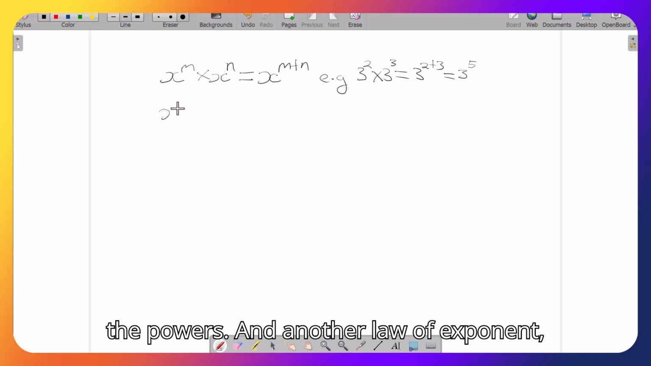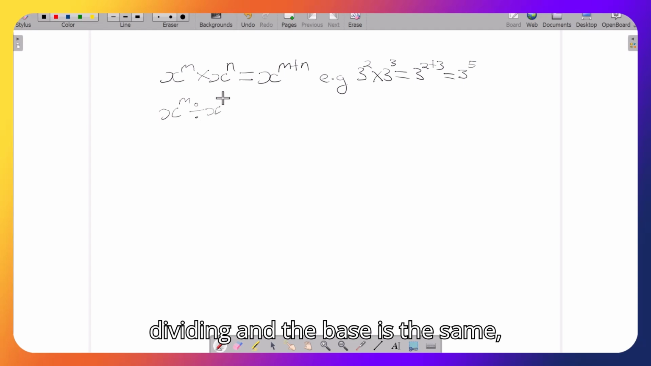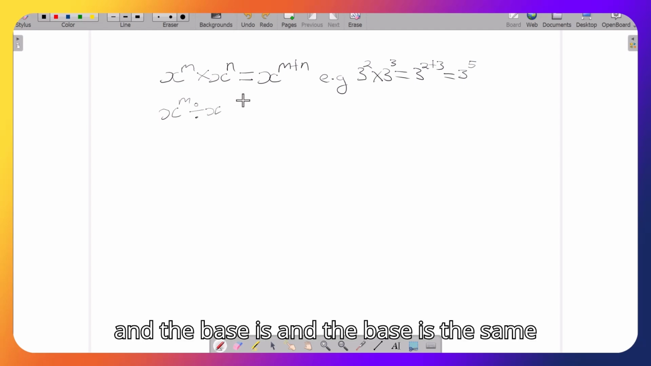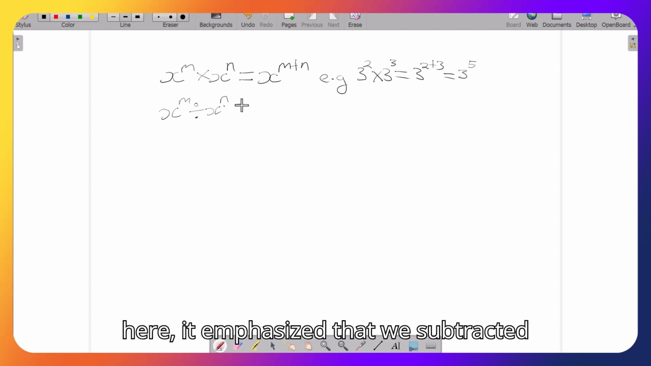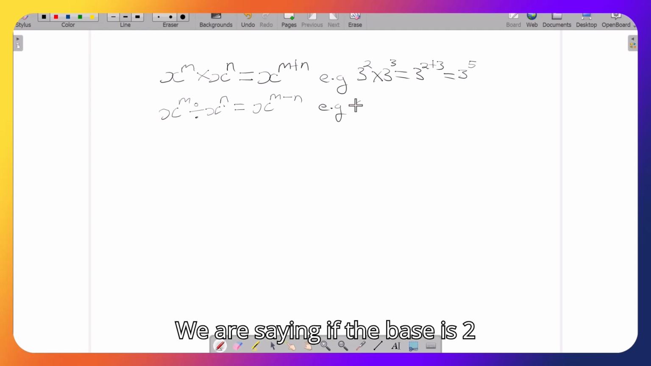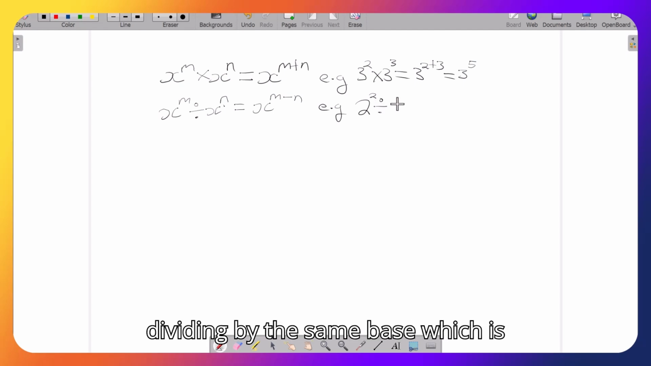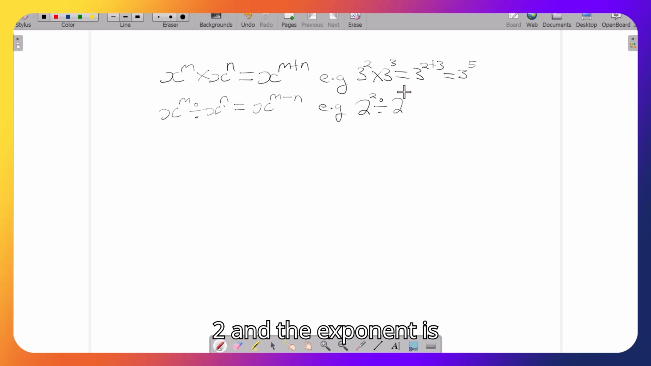And another law of exponent says that as long as we are dividing and the base is the same, it emphasizes that we subtract the exponent. So m minus n. For example, if the base is 2 and the exponent is 2, and we are dividing by the same base, which is 2, and the exponent is 2 again, it gives us the answer 2 power 2 minus 2, which gives us 2 power 0.